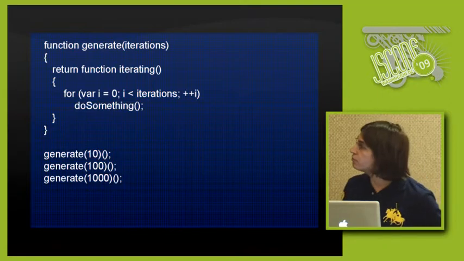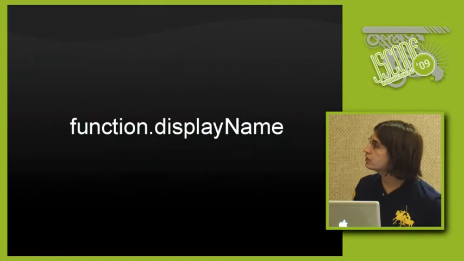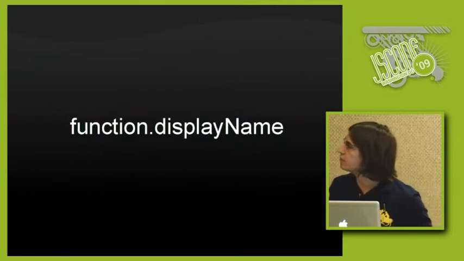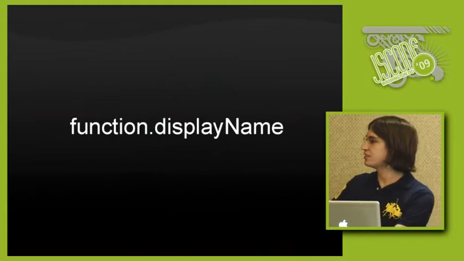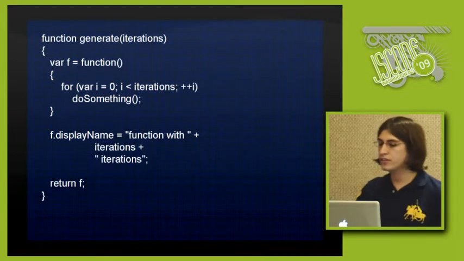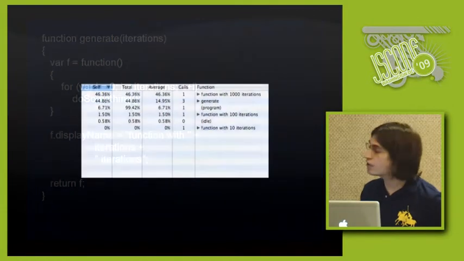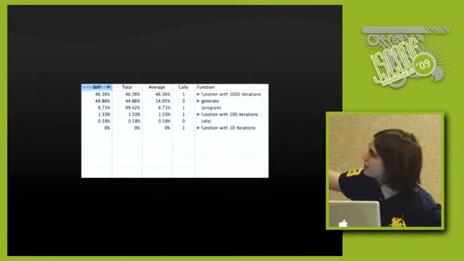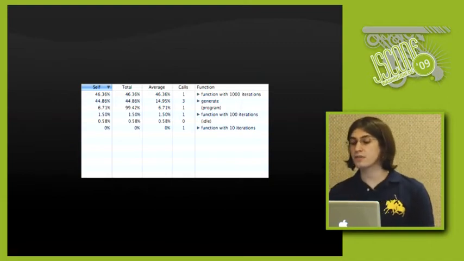So we talked to the WebKit people a lot about this, and we came up with a pretty good solution. We added a new property to the function object. It's called display name. And now you can manually set it, and it'll use that first before any of its little tricks. So for example, what we do here is you create a function, and then you set its display name. And if you look in Safari, there, very nice. I see the function with 1,000 iterations is the slowest one.